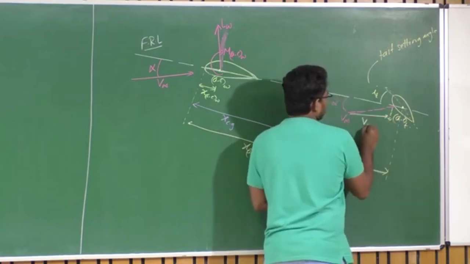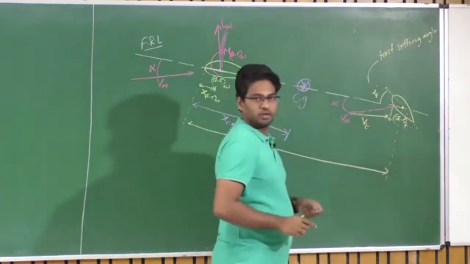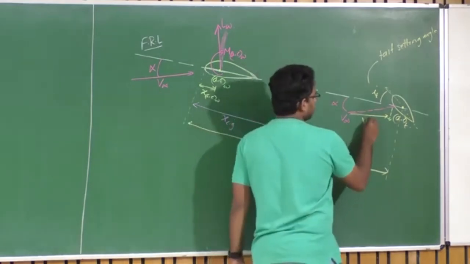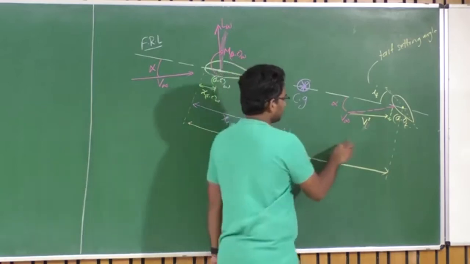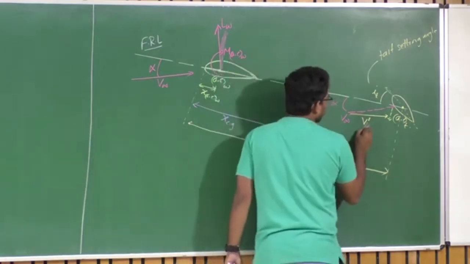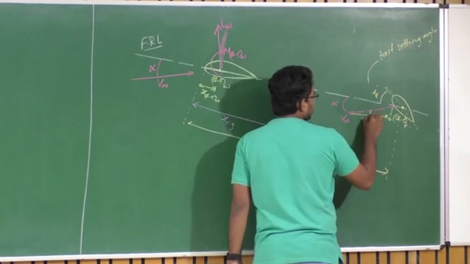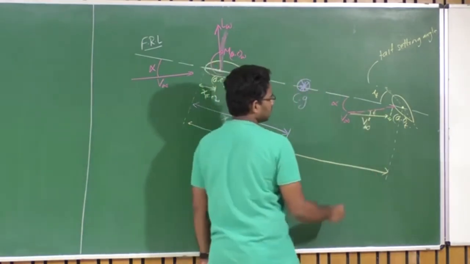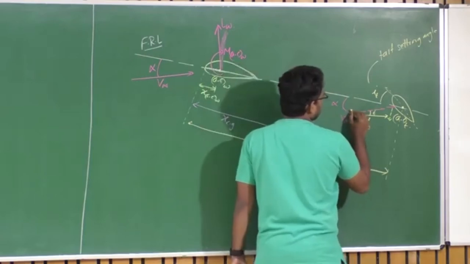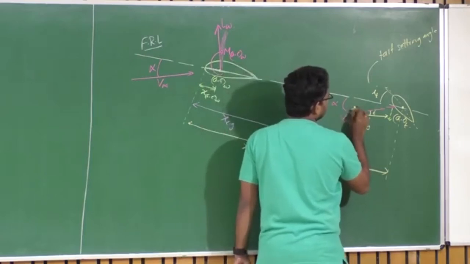This is my velocity at the tail, Vt or V prime, as we call it. Let's say V prime here. So our V infinity prime. So this particular change in angle is epsilon. Is it clear? So now effectively this is equivalent to this.